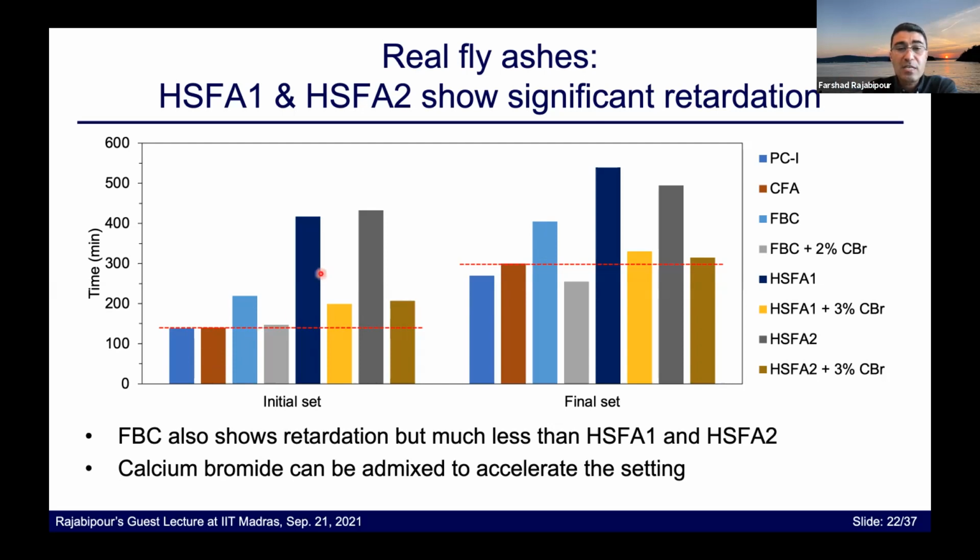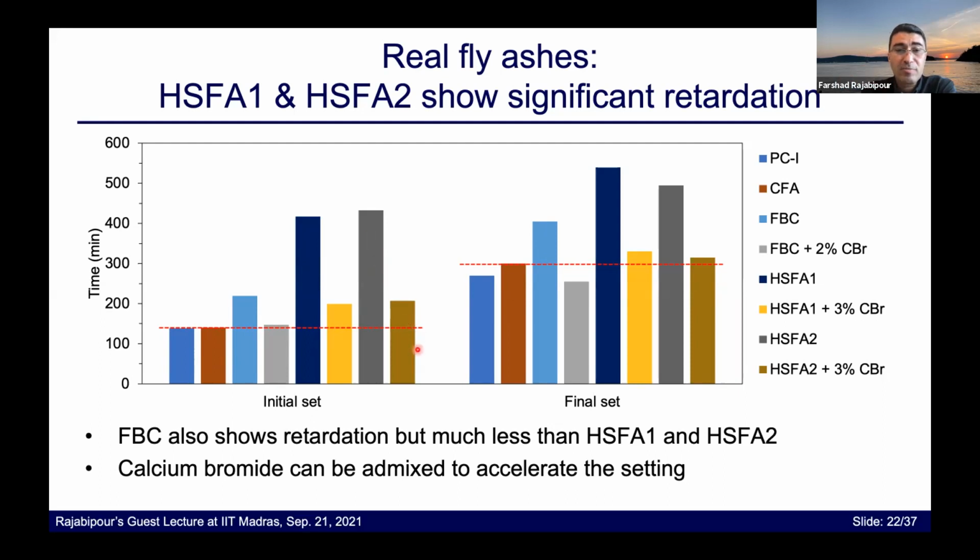If we use the fly ashes that contain Hannebachite, the HSFA 1 and 2, there is a significant delay in setting, as we see by this bar and that bar, both in the initial and the final time of setting, which is consistent with the limited literature or limited studies that were performed in the past.